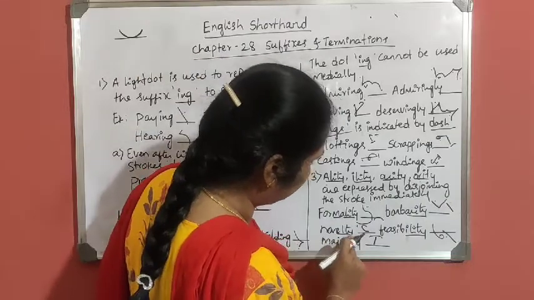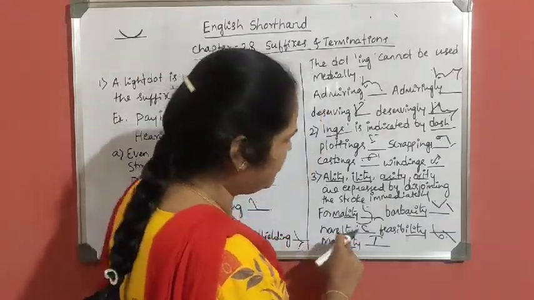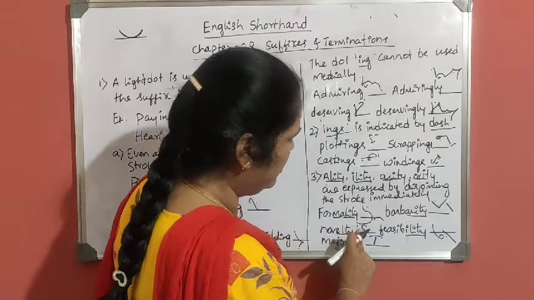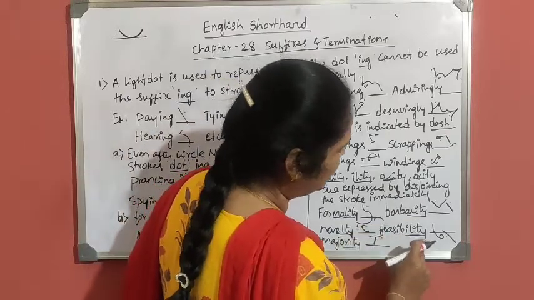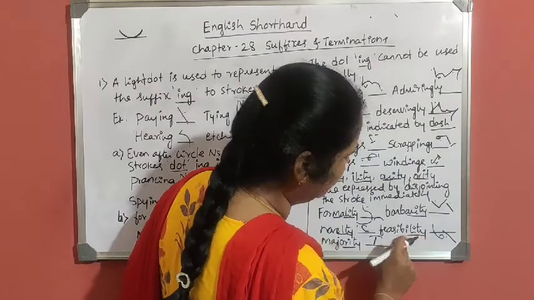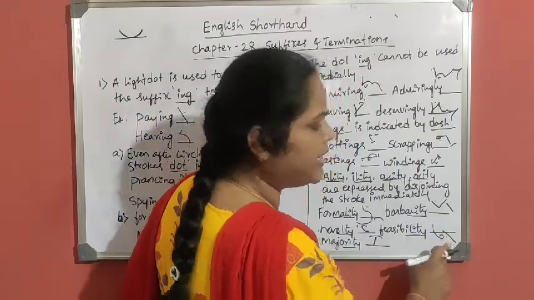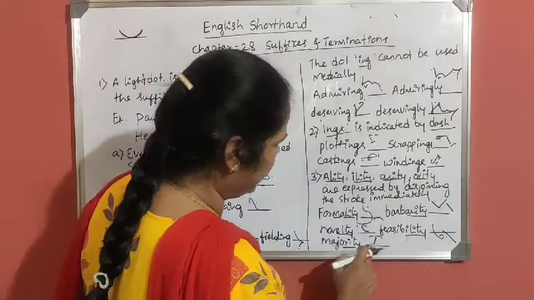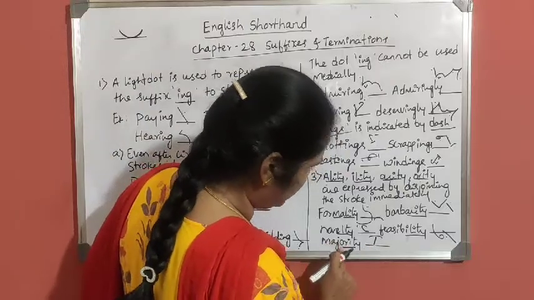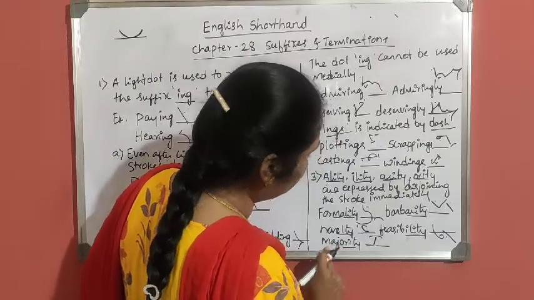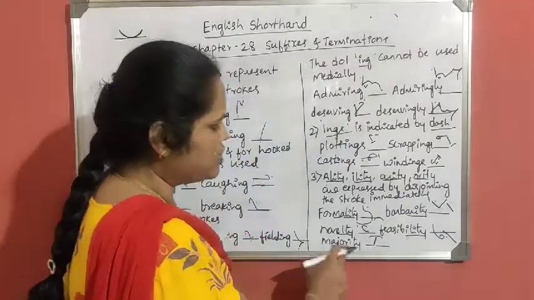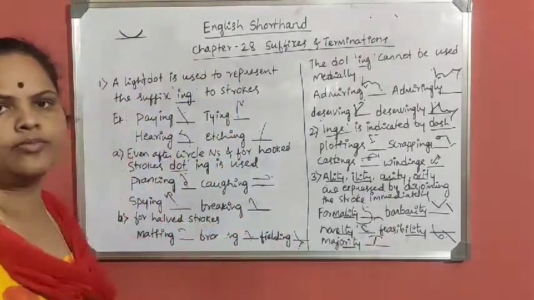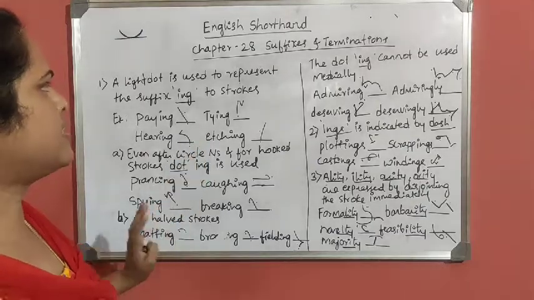Novelty. Before ELTY there is a vowel, so I disjoint the vowel for ELTY. Then feasibility. Here before ILTY there is a B. So B is disjoint. And majority. M, J. So M is there. Before ORITY there is a J. So J is disjoint. Hope this is clear now.